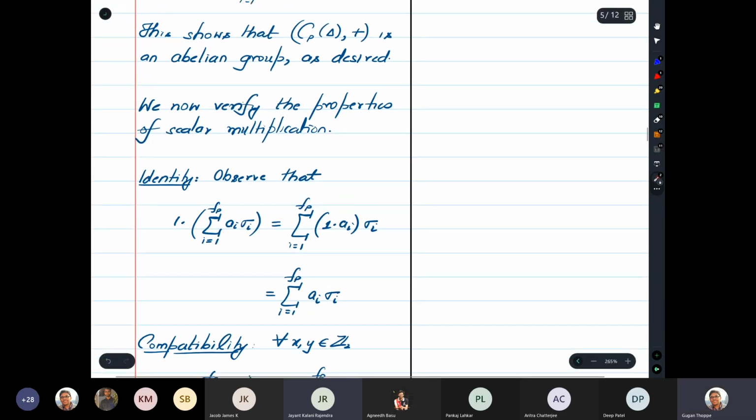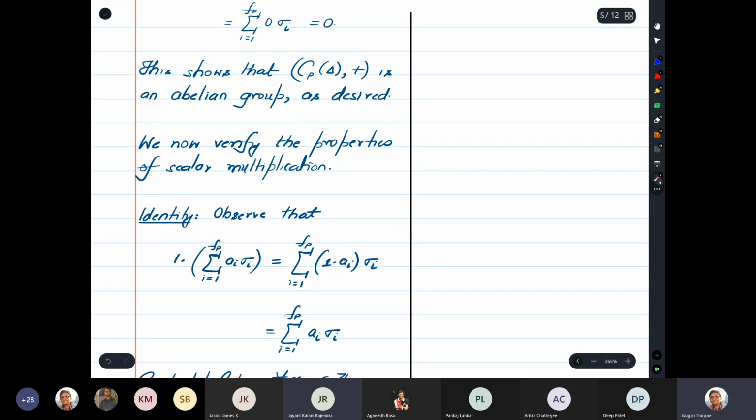Okay. So now the next thing that we have to do. Recall our original goal, which is to show that this CP delta is a vector space. We managed to prove part of it, that the CP delta and the addition operation is an abelian group. We now have to verify the properties of the scalar multiplication operation that we have defined, right?